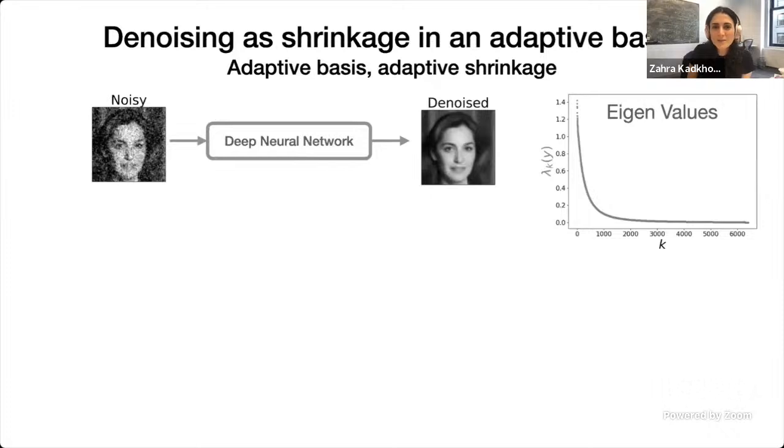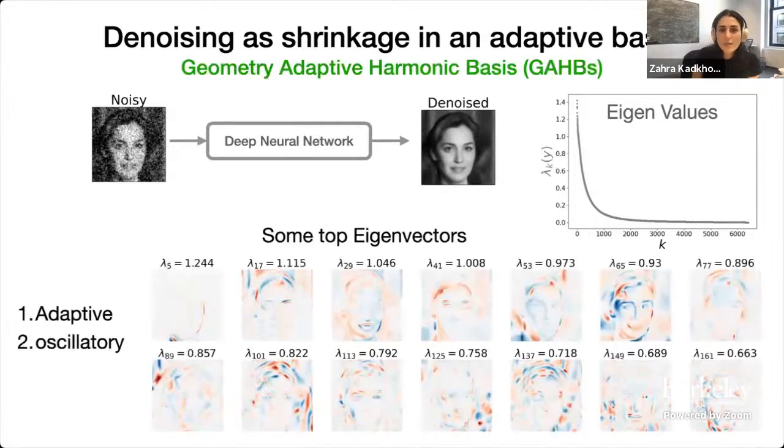All right, so now let's look at an example. Here we have a test image. Again, we have a denoiser that is trained on a database of faces, and we have a test image, and we do the eigenanalysis and look at the eigenvalues. So it has a fast decay. The eigenvalues have a fast decay, which means that the representation of the image in the eigenbasis is compact, which is good. And now we can look at some of the top eigenvectors for this image.